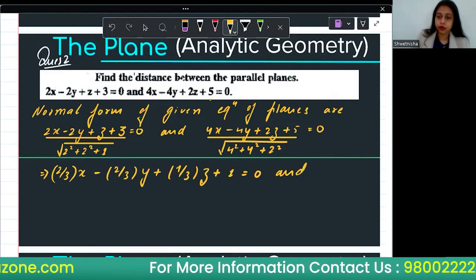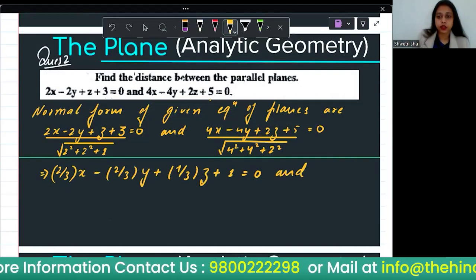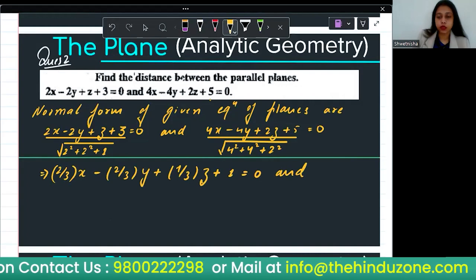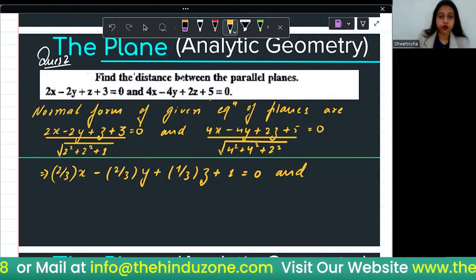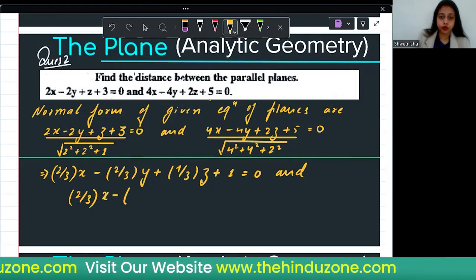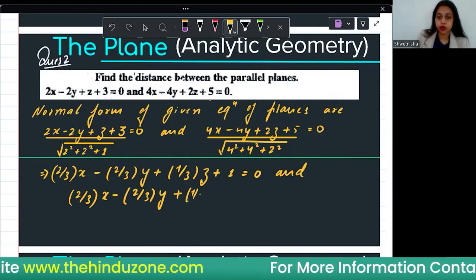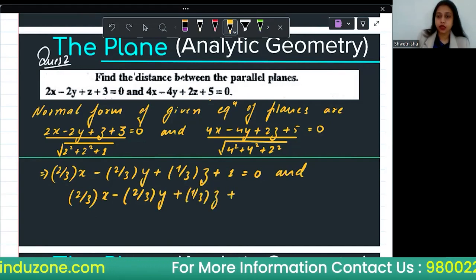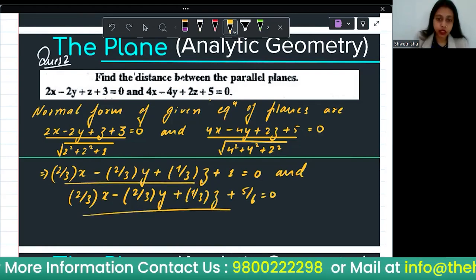And next, this is 16 plus 16, 32, 36, so 6. So 4 by 6, again 2 by 3 x, minus 4 by 6, 2 by 3 y, and 2 by 6 means 1 by 3 z. And 5 by 6. So you can look at this very carefully.